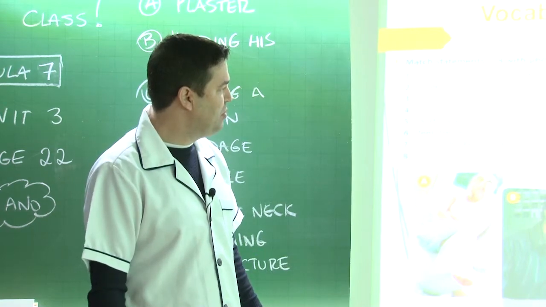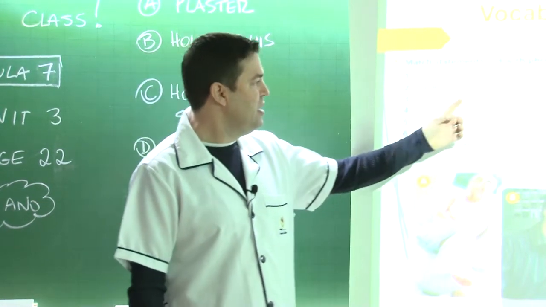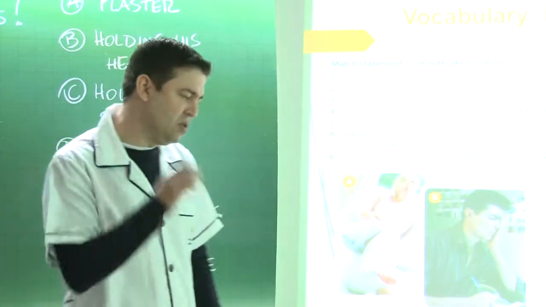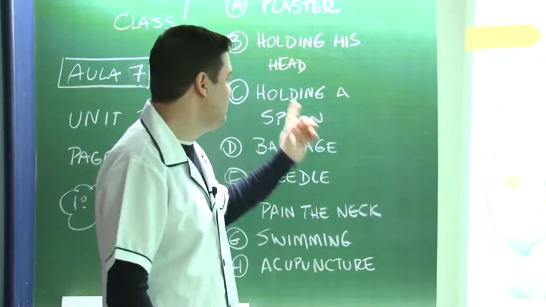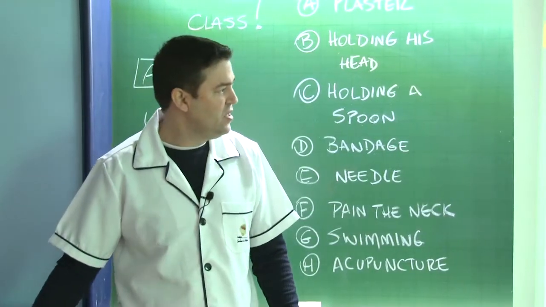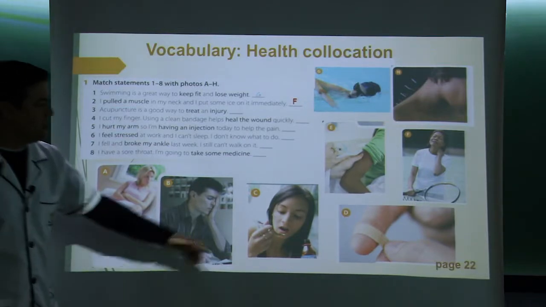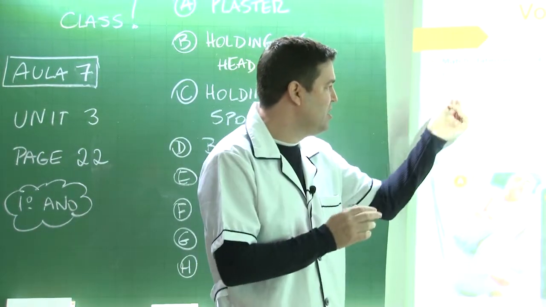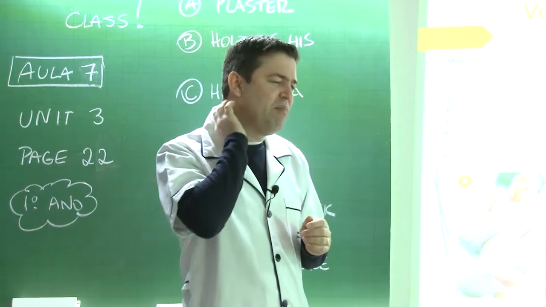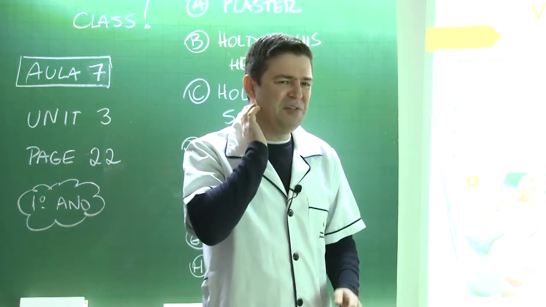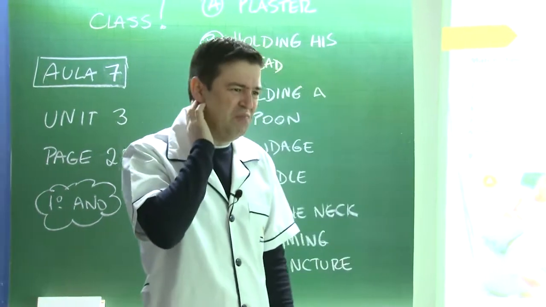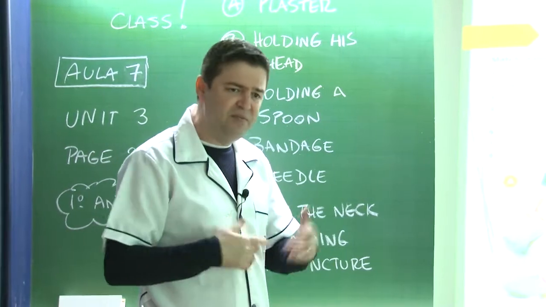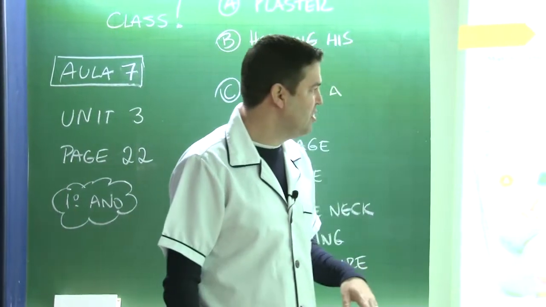So number 2 here, I pulled a muscle in my neck and I put some ice on it immediately. So somebody that pulled the neck, we saw that one there. So here we have letter F, somebody that was playing tennis, pulled the neck. You see, that's the collocation. When you pull a neck, you have a problem in your neck. Then it's very sore, it's very difficult to move. All right? I'm going to talk about some extra vocabularies related to pain. I've talked to you about this in class, but I'm going to talk to you again.